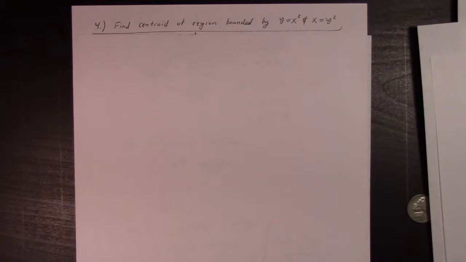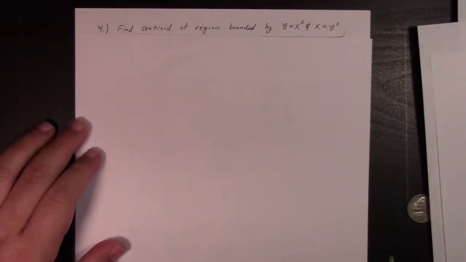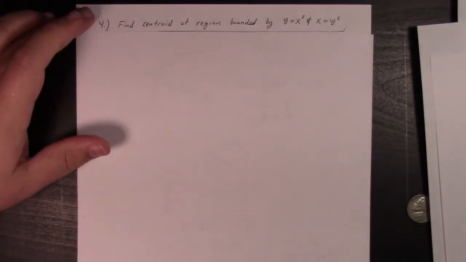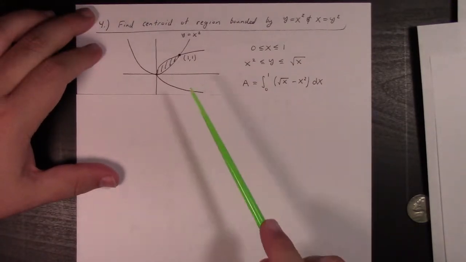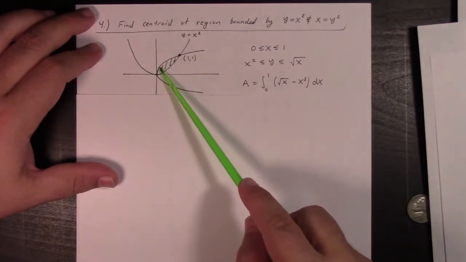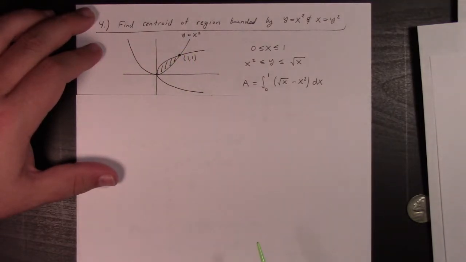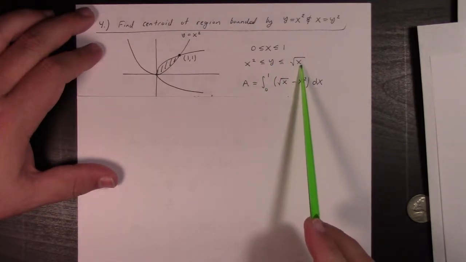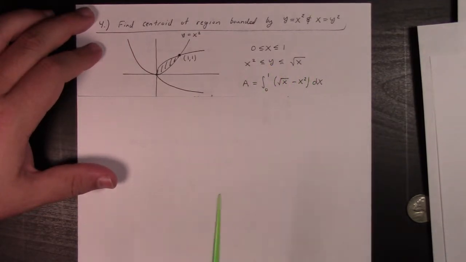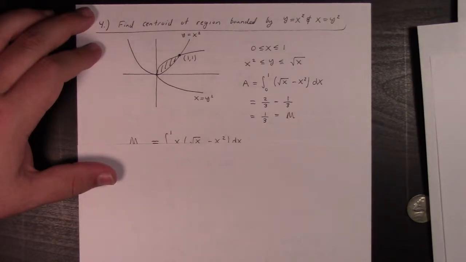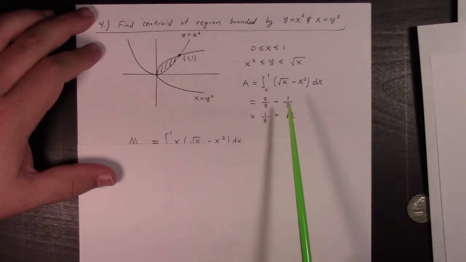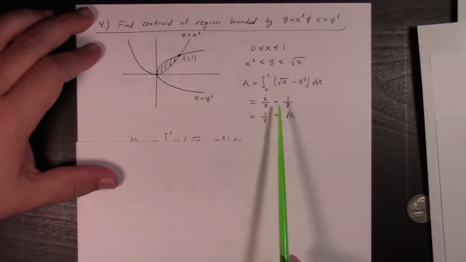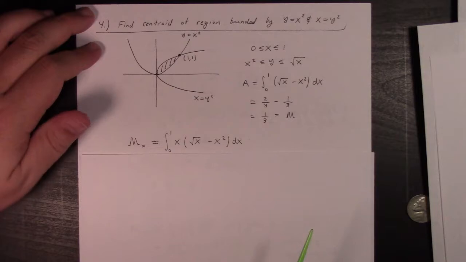Find the centroid of the region bounded by y equals x squared and x equals y squared. So this is what that looks like. We're looking at x squared less than y less than the square root of x. The area is this, which is equal to 1/3, which is the mass in our thinking, because for the centroid we just put density equal to 1, so we can think of the area as being the mass, so to speak.